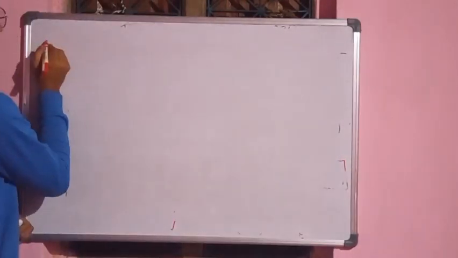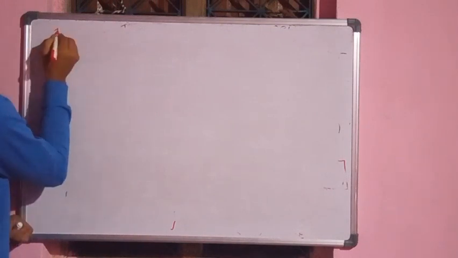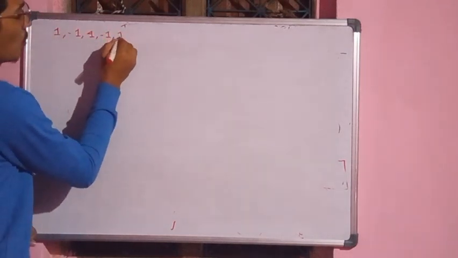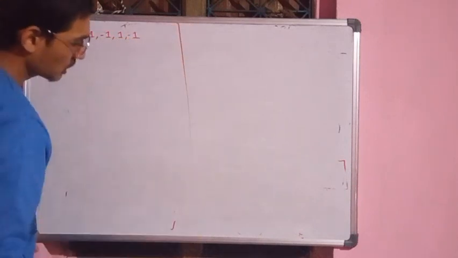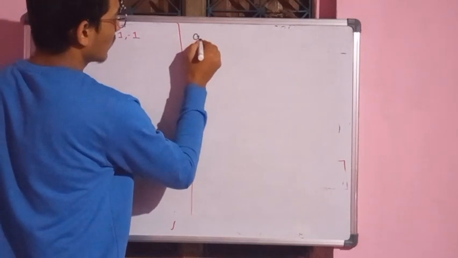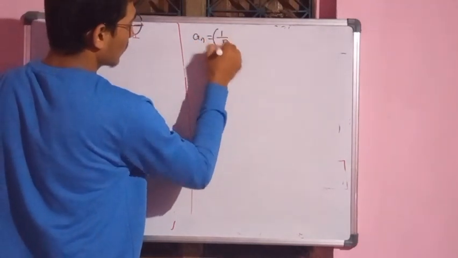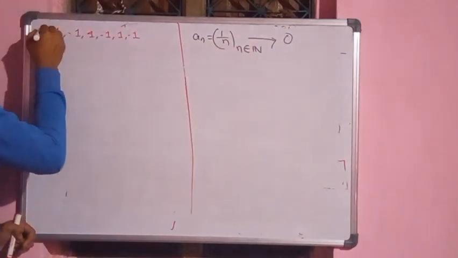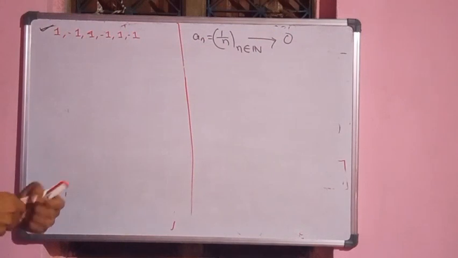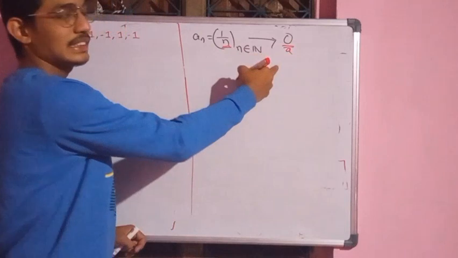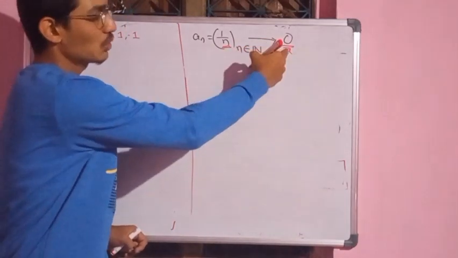Let's consider my sequence is like this: 1, minus 1, 1, minus 1, 1, minus 1. Let me write another question also. Let my sequence be a n equal to 1 by n. I have to prove that this converges to 0, and I have to find out whether it is convergent or divergent. Okay. See here, this is my n and this is my a. I have to show this is convergent. This is converging towards 0.